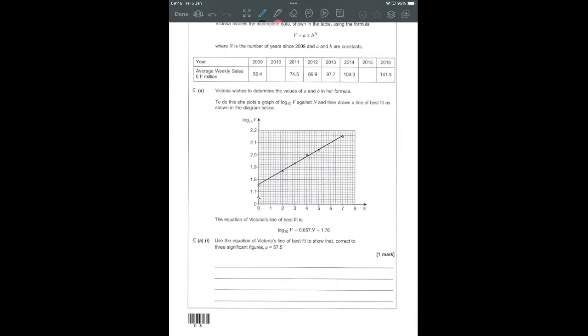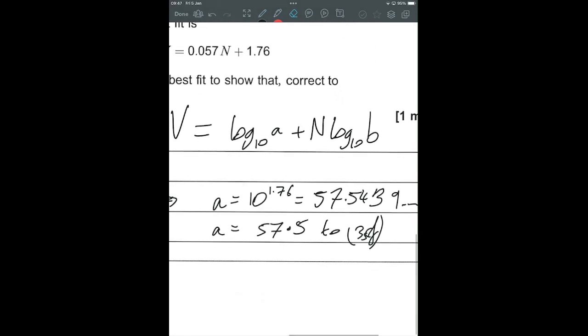So this is a log-log plot. The first thing to either remember or derive is how these log plots are linked. If I start with the original, I take logs of both sides. And multiply means I can split it up. And a power means I can bring the power down in front. So that log base 10 of a is the y-intercept, 1.76, i.e. a is 10 to the power of 1.76, and 10 to that power is 57.543, etc. So a is 57.5 to 3 sig fig, which is exactly as the question requested.